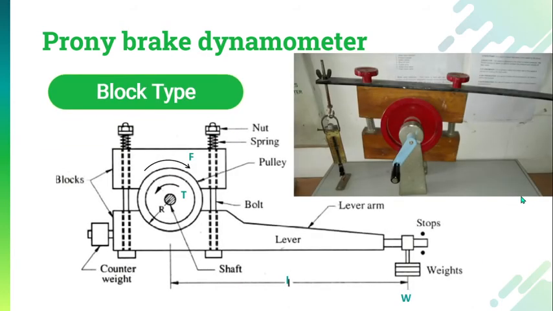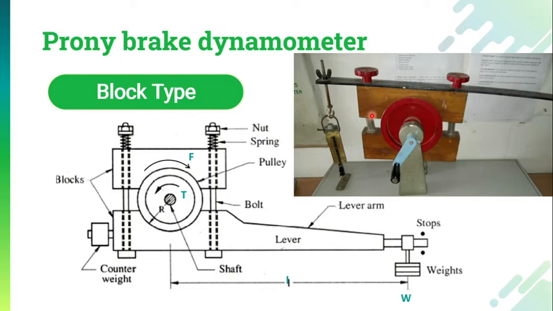In the block type dynamometers, we have wooden blocks that are clamped together over the pulley which is mounted on the shaft. You can observe here the practical figure, which is the test rig figure, and this is the normal line diagram. There is a wooden block on the upper side and lower side of the pulley. The pulley is connected with the shaft, and the shaft is the rotating element. To give the braking power, or the friction, we use these two wooden blocks.